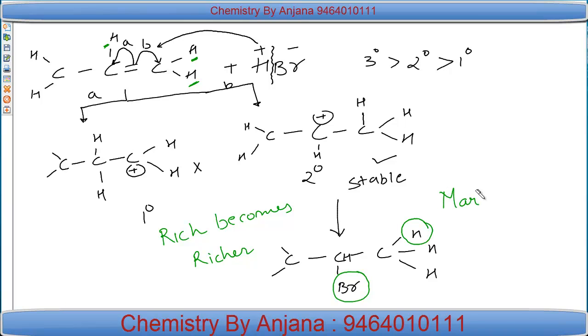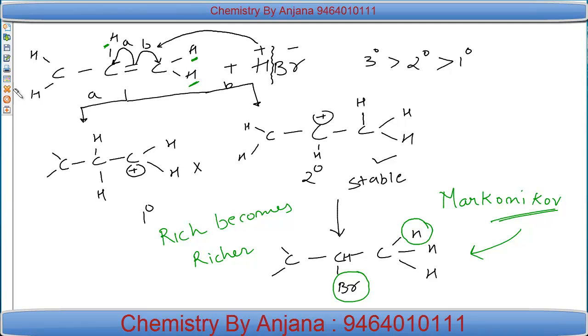और हम कहते हैं कि इस टाइप ऑफ एडिशन प्रोडक्ट is called Markovnikov's product. The product formed by following the rich becomes richer concept is called Markovnikov's product, and this is simply the case when we are reacting an alkene with an unsymmetrical reagent.